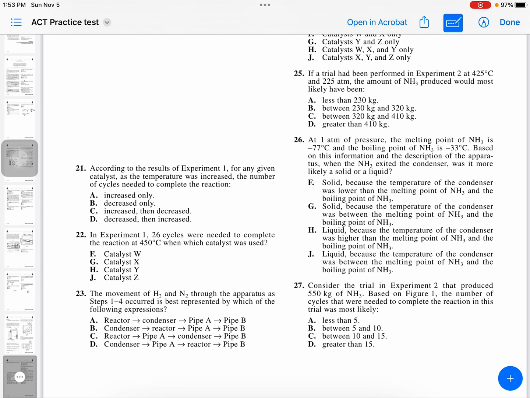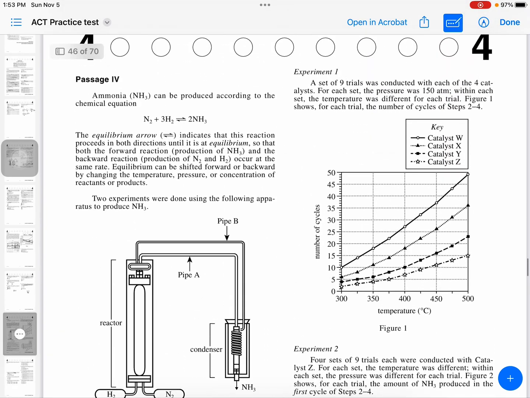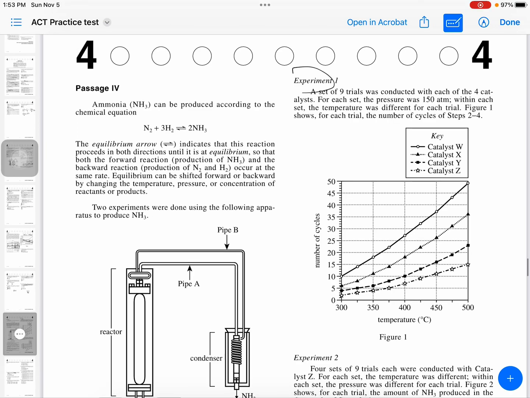According to the experiment result, experiment 1, for any given catalyst, as the temperature was increased, the number of cycles needed to complete the reaction. As the temperature increased, the number of cycles needed to complete the reaction. In experiment number 1. Here we are, experiment 1.